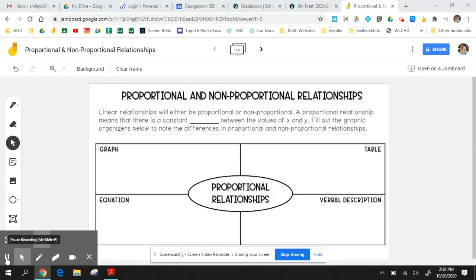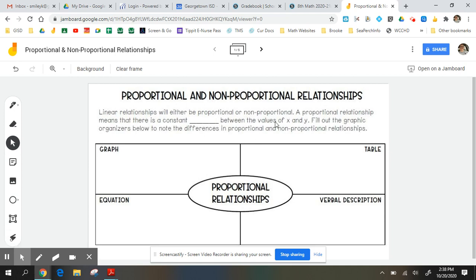Everyone, today we're going to look at proportional and non-proportional relationships. Linear relationships will either be proportional or non-proportional. A proportional relationship means that there will be a constant ratio between the values of x and y.